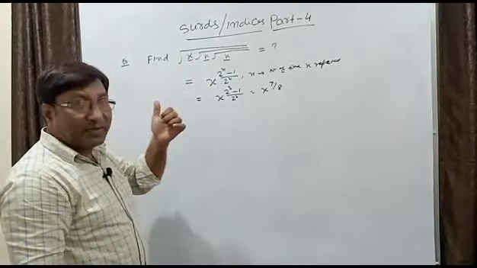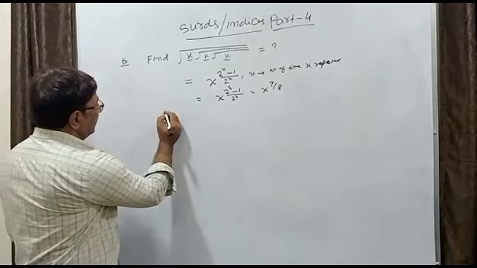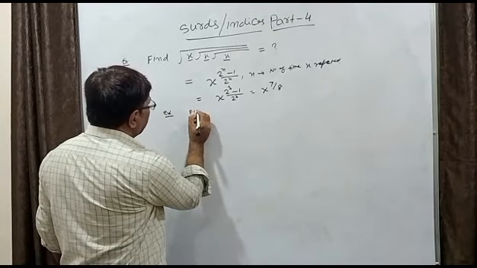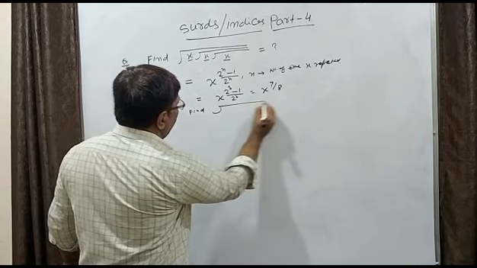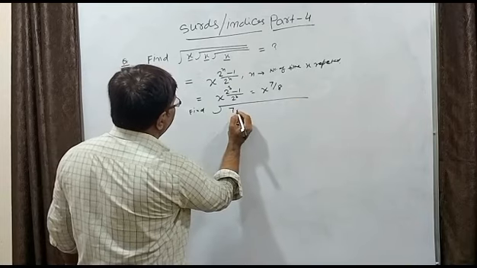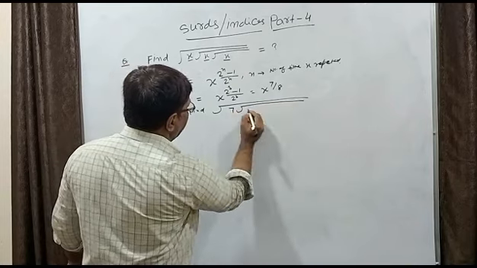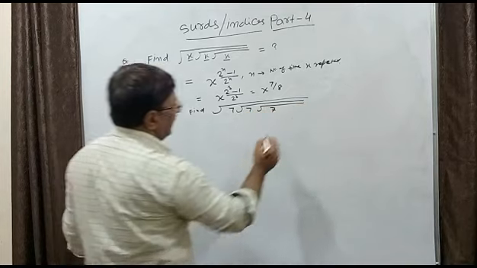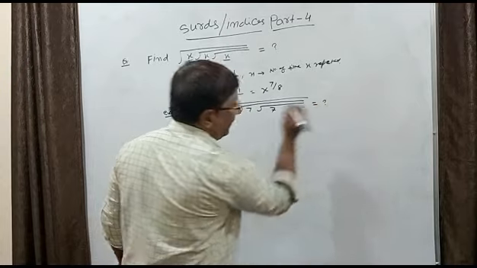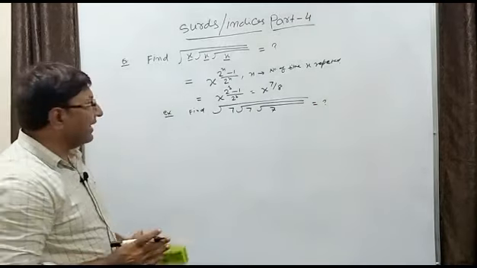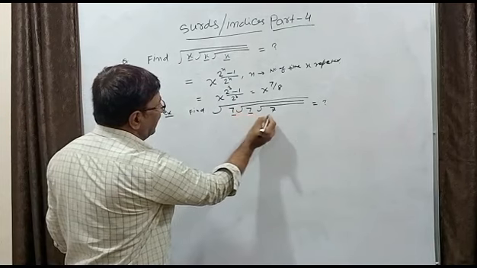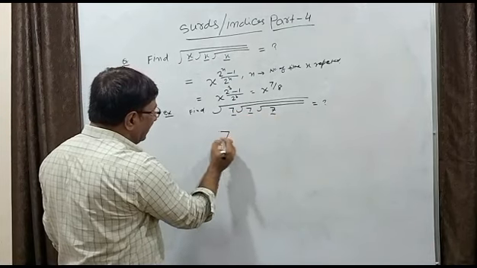Just one example. Suppose it is given: find the square root of 7, again root of 7, again root of 7, and we have to find this. So the simple technique is, you see here, the number given is 7. So this is 7 to the power.